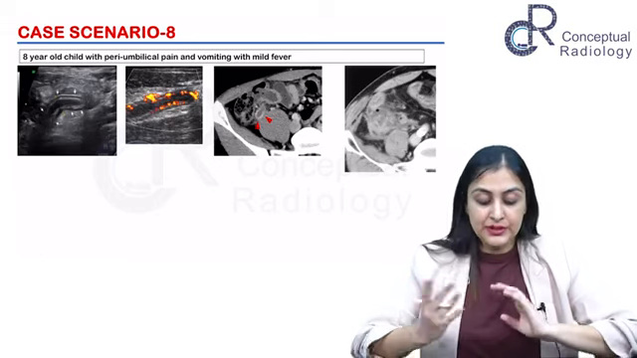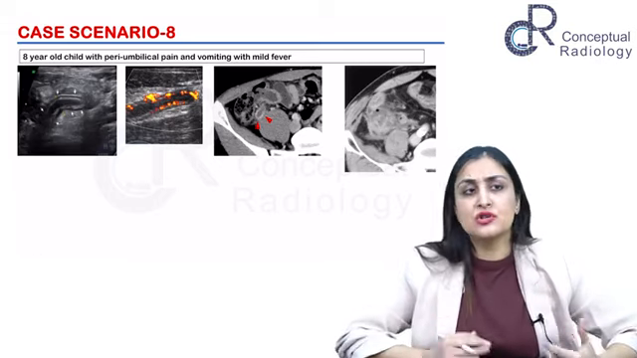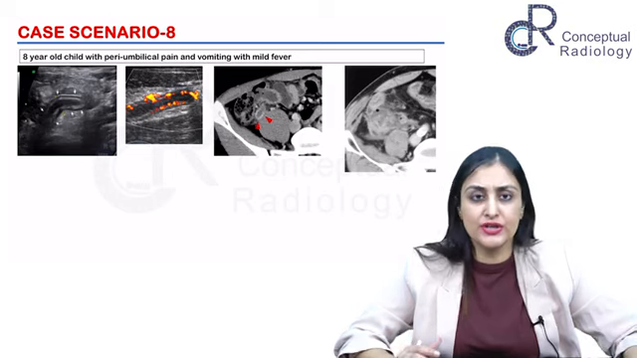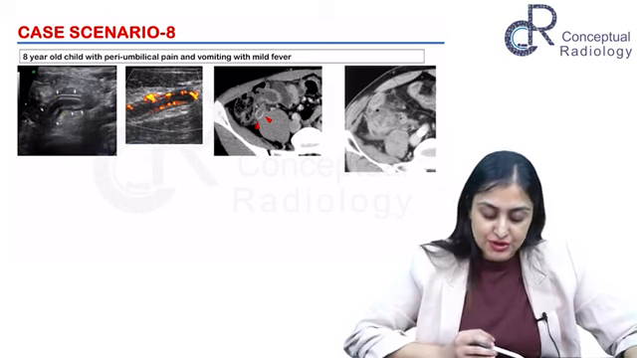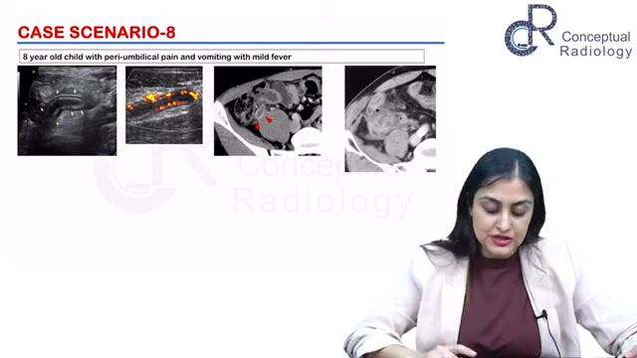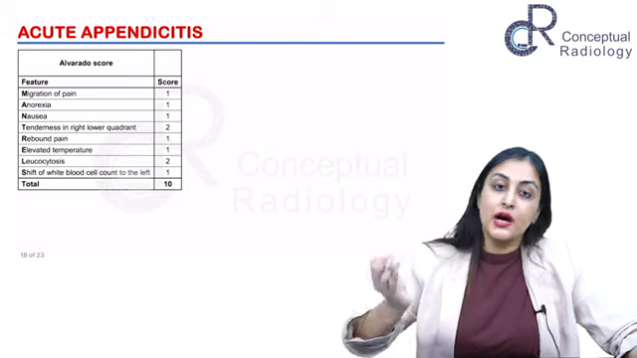Now talking about older children, something which we'll frequently see in either middle-aged adults or in older children. We have an 8-year-old child with periumbilical pain, vomiting, and mild fever. Start to think of acute appendicitis.